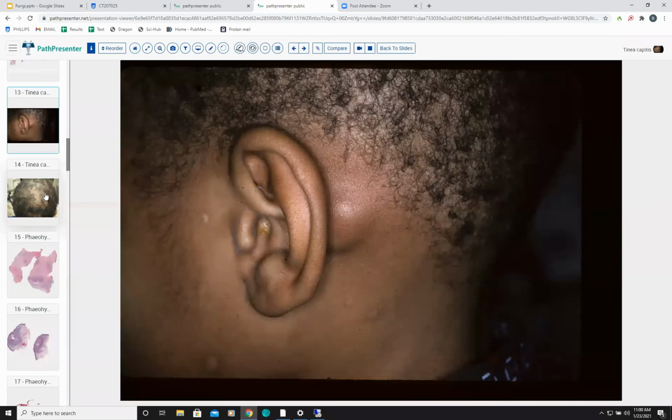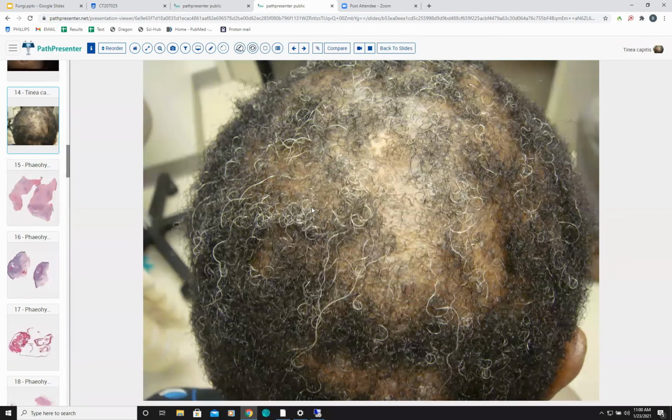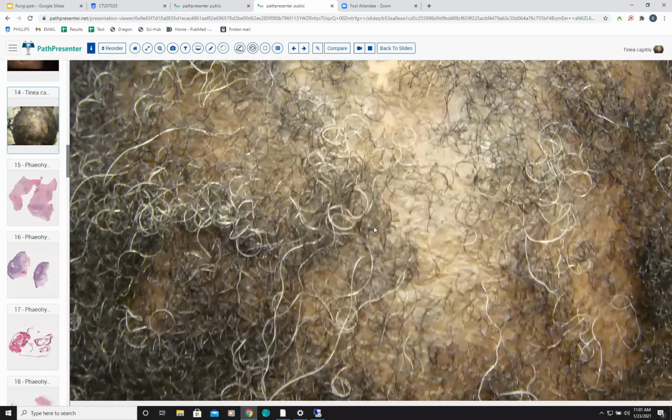Okay, I thought I'd put some clinicals in of tinea infecting the hair. Here is a patient with a post-auricular nodule, and this turned out to be tinea capitis. And here is another scarring alopecia in a patient where the biopsy showed fungal folliculitis, and this was again tinea capitis.